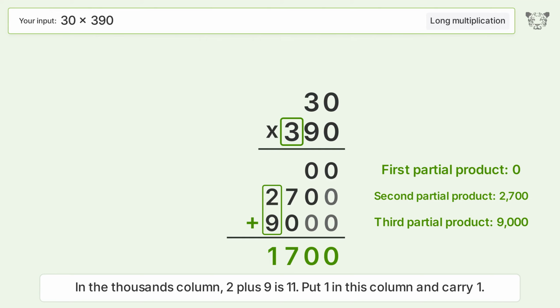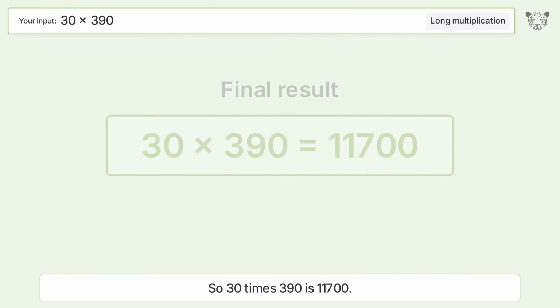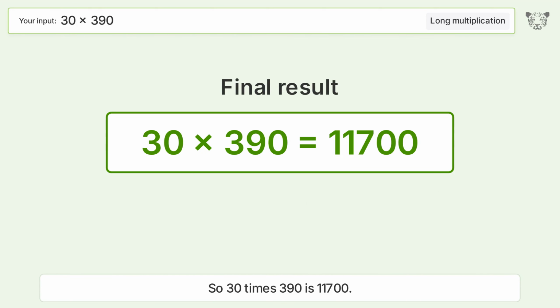Put 1 in this column and carry 1. In the 10,000s column, the carried 1 is 1. The product of the whole numbers is 11,700. So 30 times 390 is 11,700.